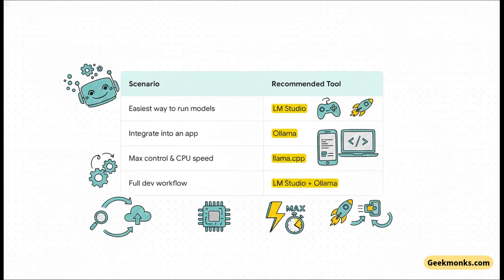So, to cut right to the chase, here are my quick recommendations. If you're just looking for the easiest way to play around and experiment with different models, just go download LM Studio. Simple. When you're ready to actually integrate a local model into an application you're building, you're going to want to use Ollama. In fact, a really common professional workflow is to use LM Studio to test and benchmark a few models, and then once you've picked one, you use Ollama to actually serve it in your production environment.